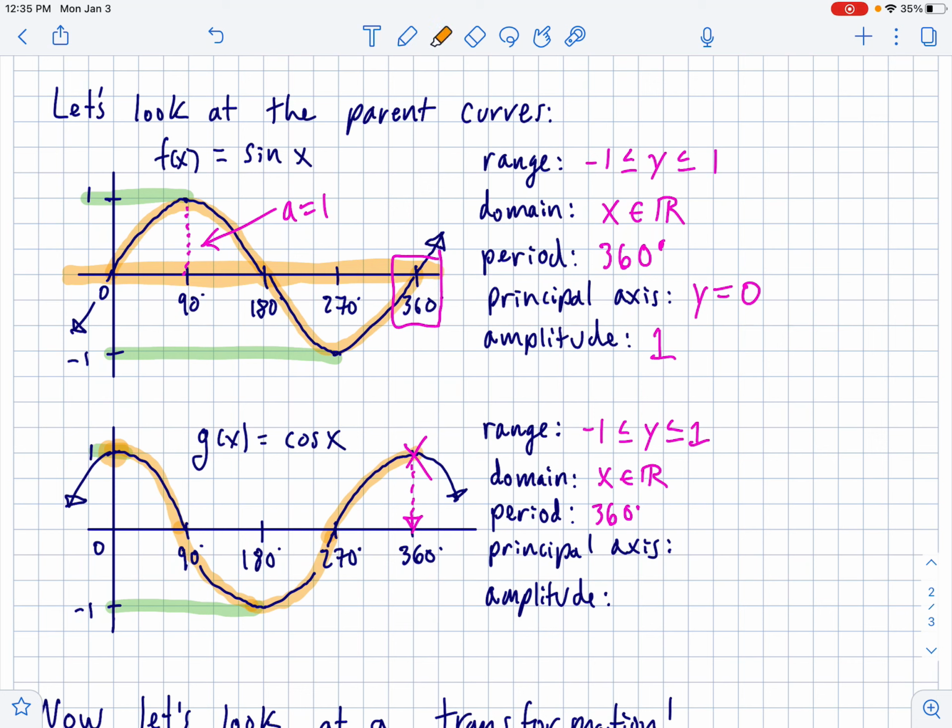The principal axis on this one is also just the x-axis. Now we are going to have examples where it's not just the x-axis after it's undergone some sort of transformation. The cosine curve also has an amplitude of 1.